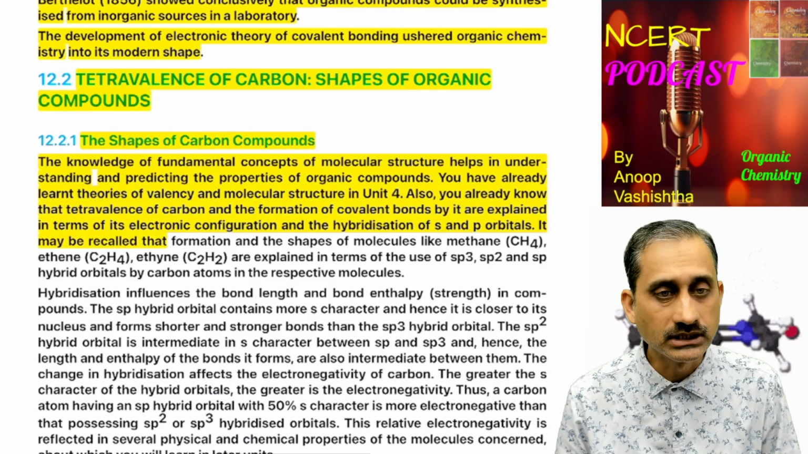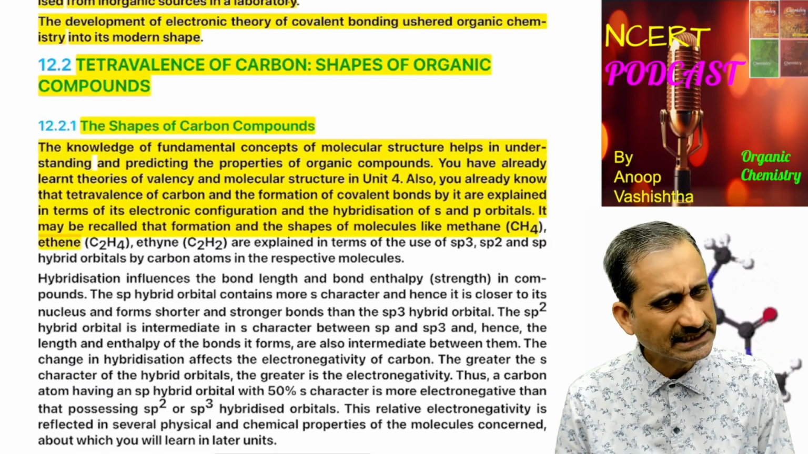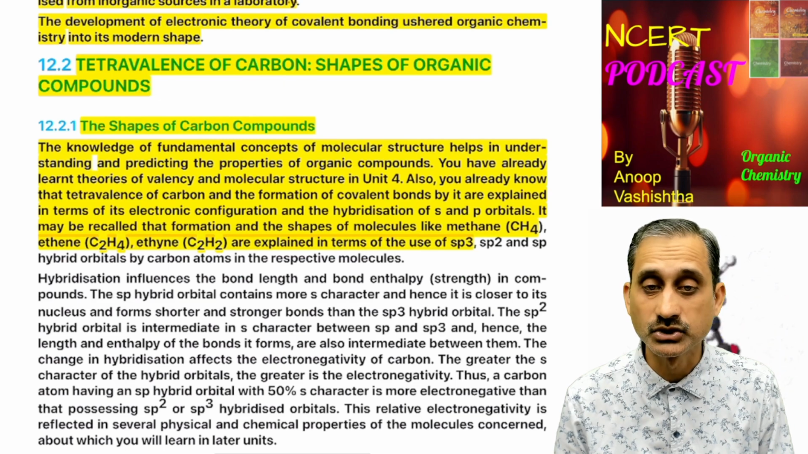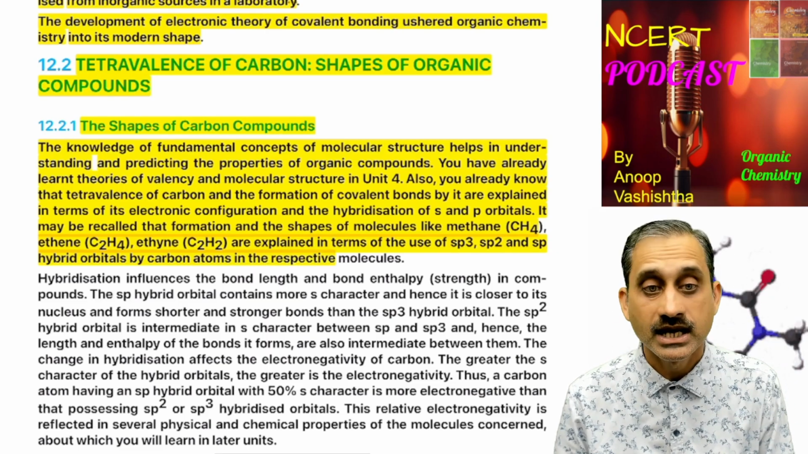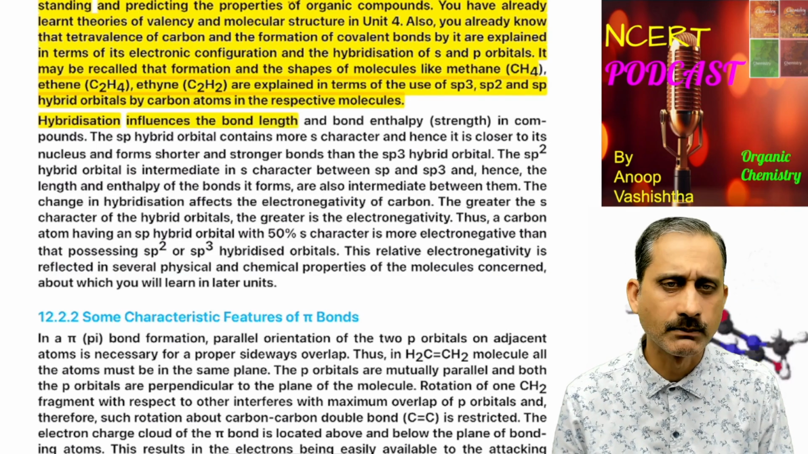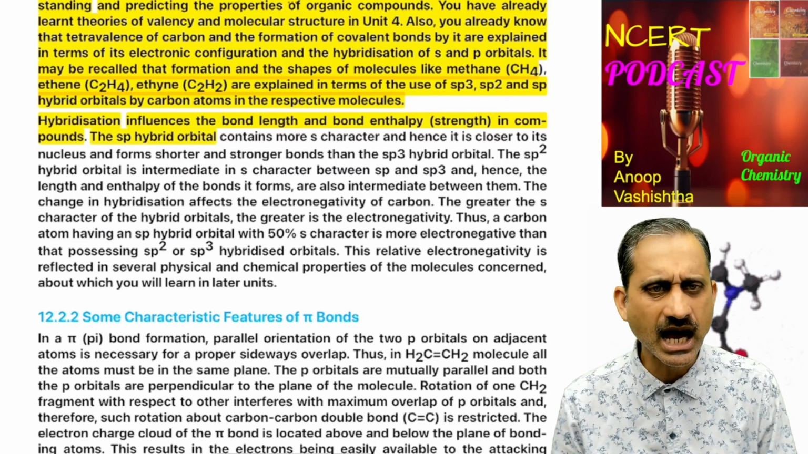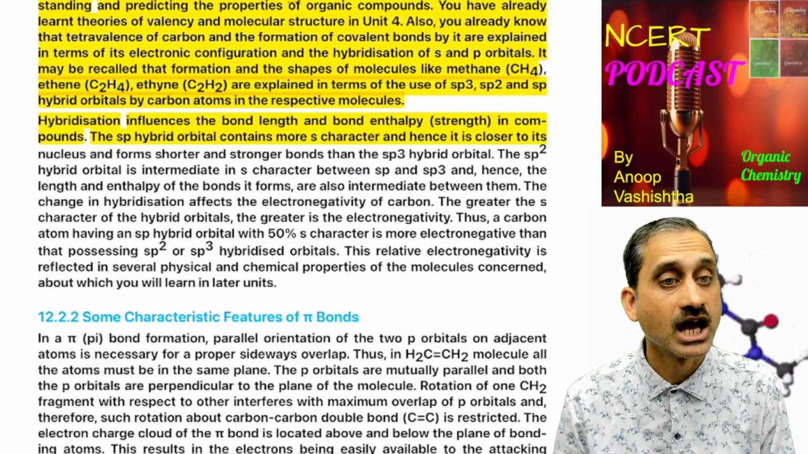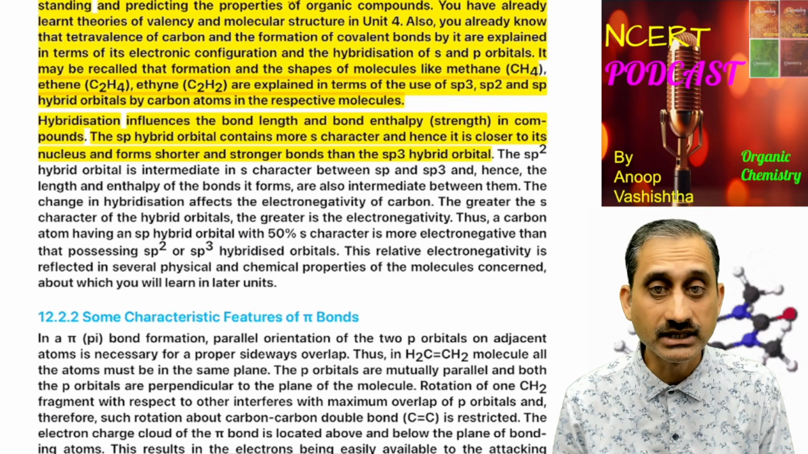It may be recalled that formation and the shapes of molecules like methane CH4, ethene C2H4, ethyne C2H2 are explained in terms of the use of sp3, sp2 and sp hybrid orbitals by carbon atoms in the respective molecules. Hybridization influences the bond length and bond enthalpy, strength in compounds. The sp hybrid orbital contains more s character and hence it is closer to its nucleus and forms shorter and stronger bonds than the sp3 hybrid orbital.